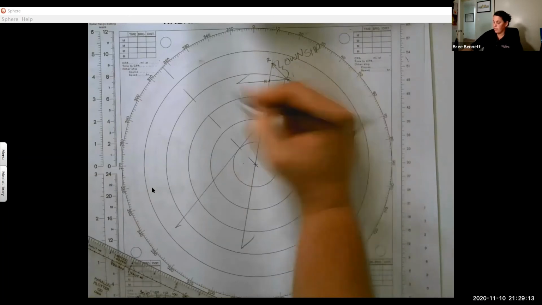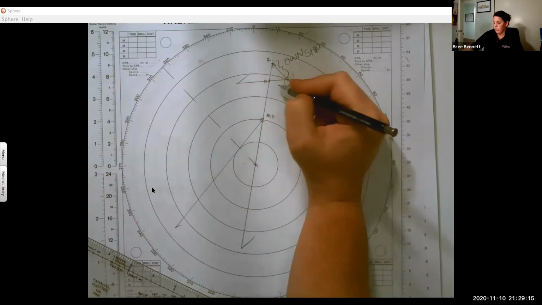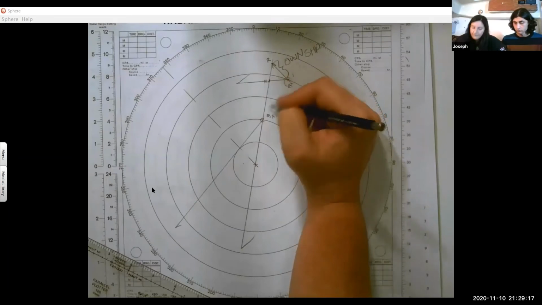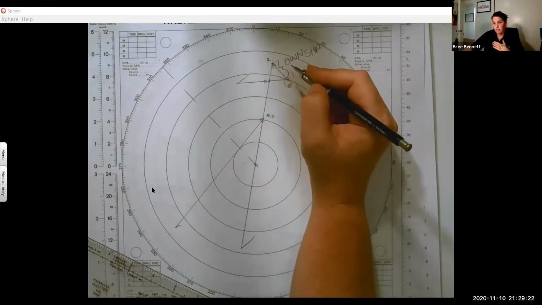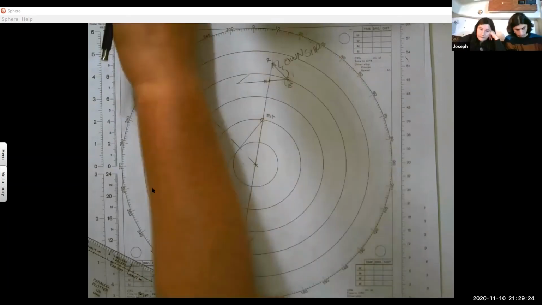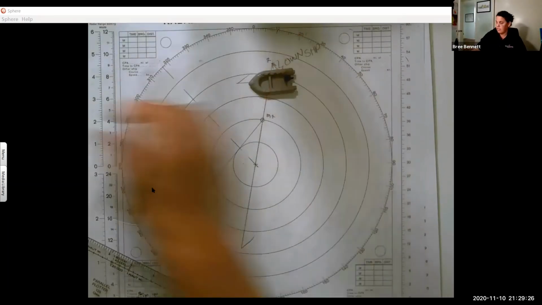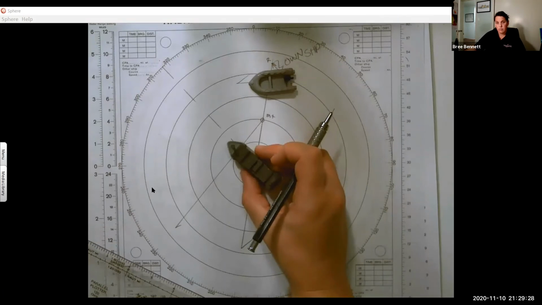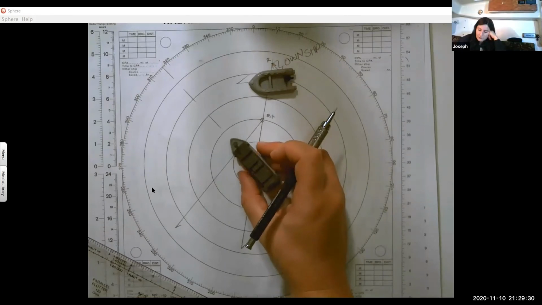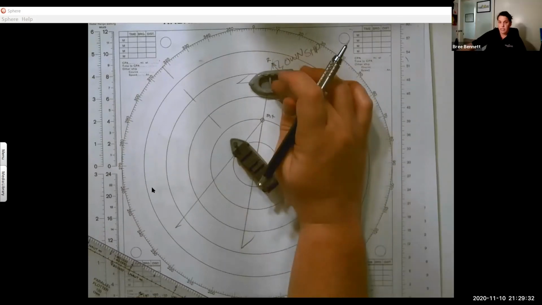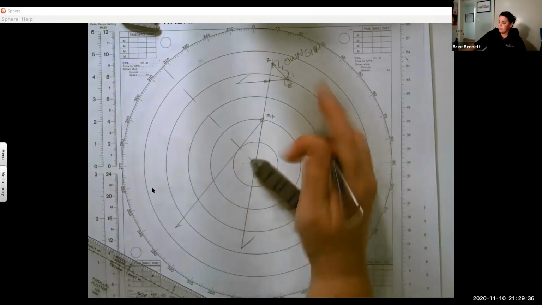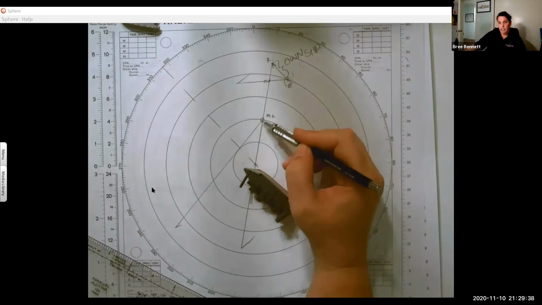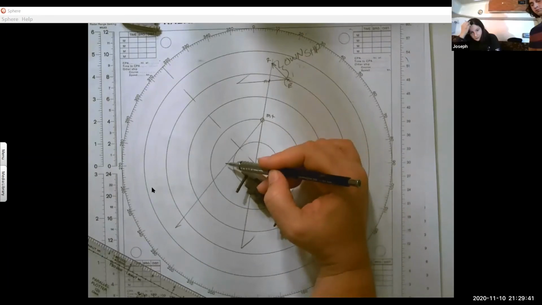Okay, so figuring out their true course and true speed, we can see that they are stand on and we are give way. They are cruising this way. We are cruising this way. So they have the right of way. We need to give way, so we're going to let their relative bearing line cross in front of us.